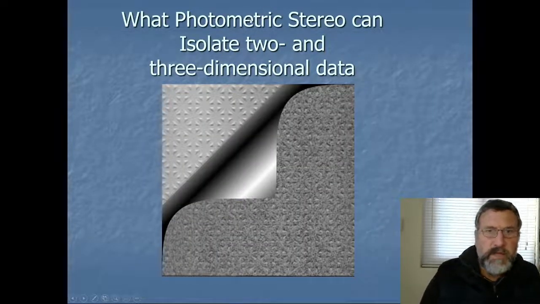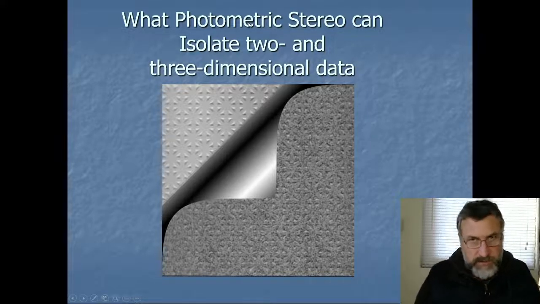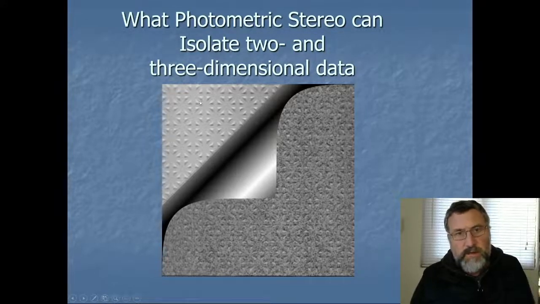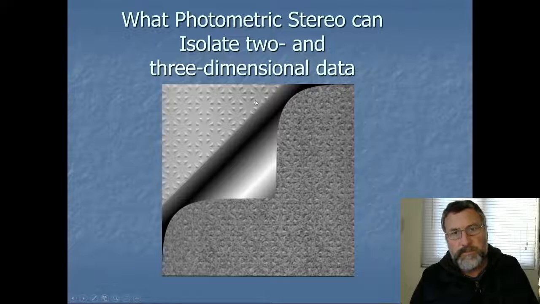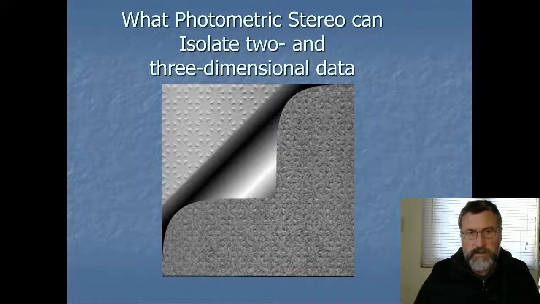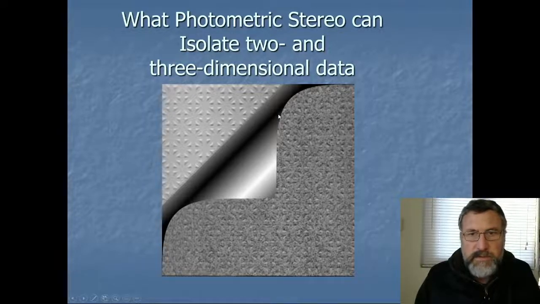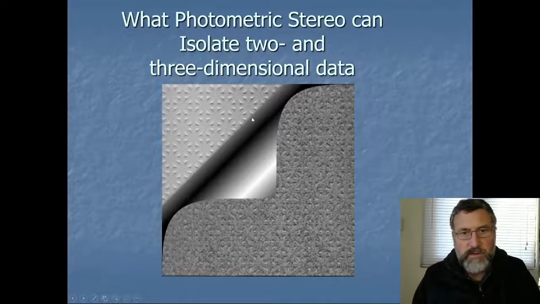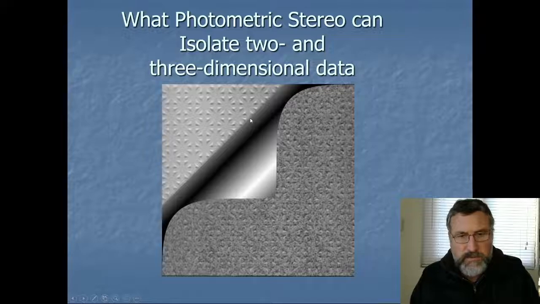Photometric stereo isolates 2D and 3D data, as I say. So you can view it as pulling a transfer off a 3-dimensional surface. This was a tile, a swimming pool tile I think it was, in the slip, this pattern. When we did the analysis, you think of it in terms of pulling off a transfer.